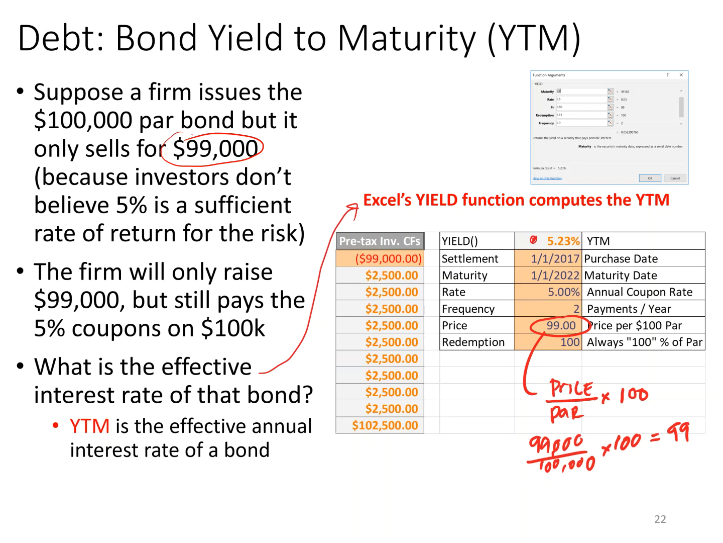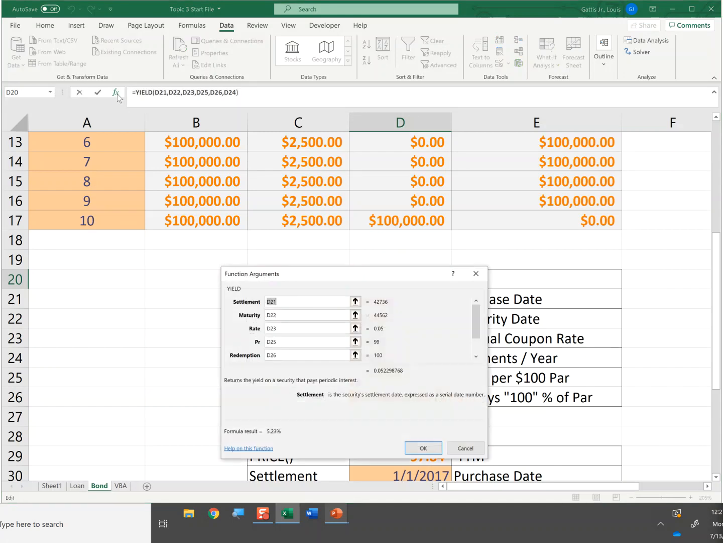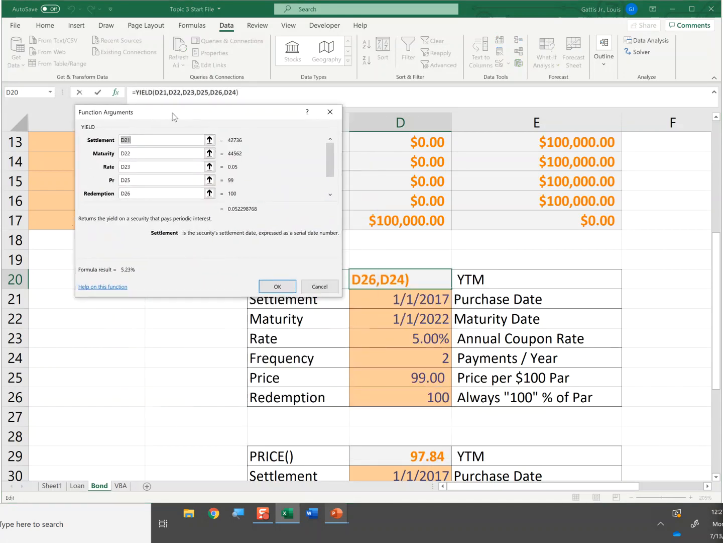So if I look at pre-tax cash flows, the corporation doesn't receive $100,000. They receive $99,000. They still pay all their interest and the final coupon and par. So what effective interest rate did they actually pay on their $99,000 loan? Well, let's go and calculate something called yield. So in VBA, in Excel, there's a yield function.